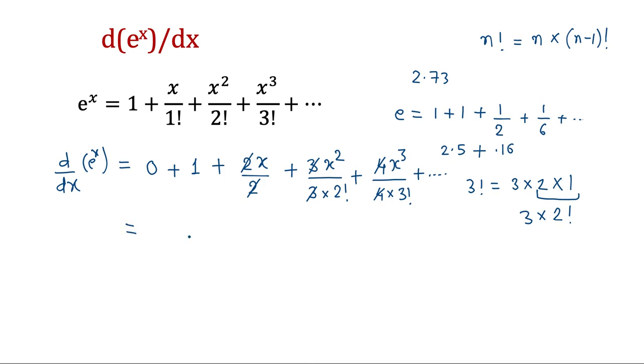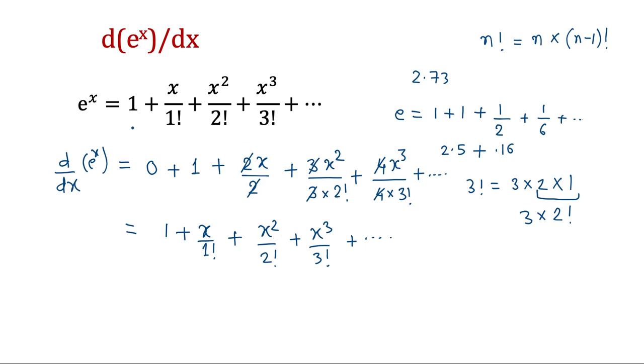So what is left in the right hand side? We have 1 plus x or x divided by 1 factorial. Both are the same. 1 factorial is the same as 1. Then x squared divided by 2 factorial. Then x cubed divided by 3 factorial. And this continues. And you can write even more terms and verify that you will get x raised to the power 4 divided by 4 factorial, then x^5 divided by 5 factorial, and so on.